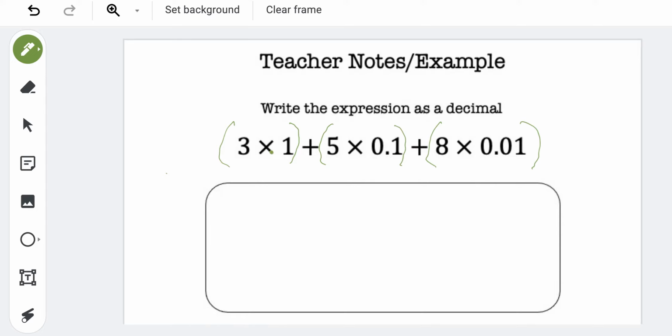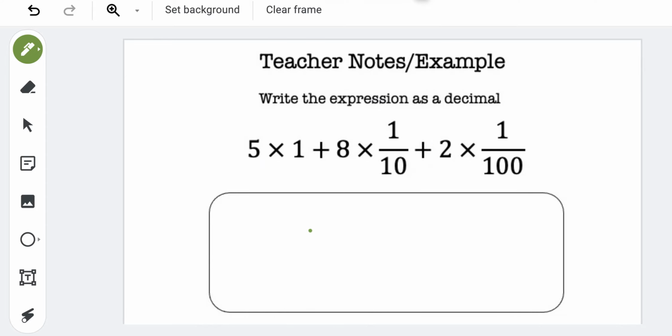So 3 times 1 is 3. I'm going to put a 3 right here, okay? 5 times a tenth is 5 tenths. Okay, and 8 times a hundredth is 8 hundredths. And if I were to add these all together, I'll get 3 and 58 hundredths. All right, so there's our first one. Let's go on to the next slide.